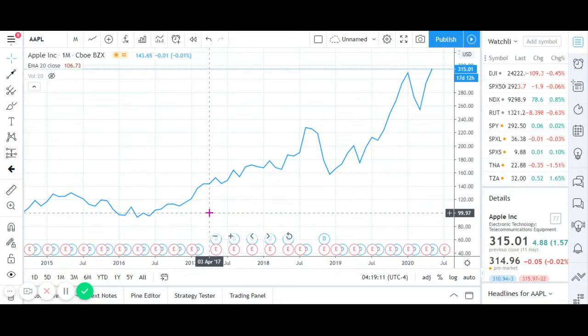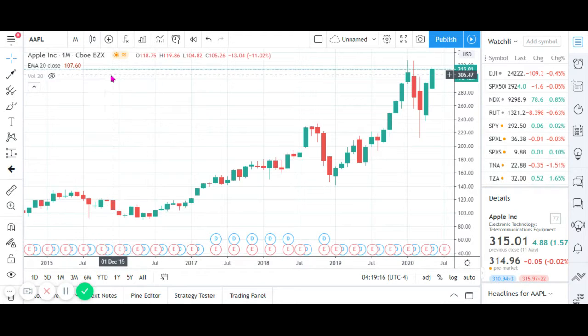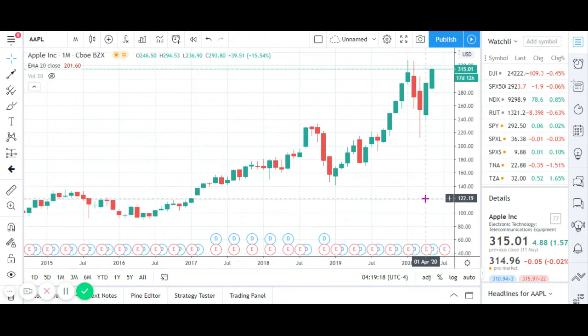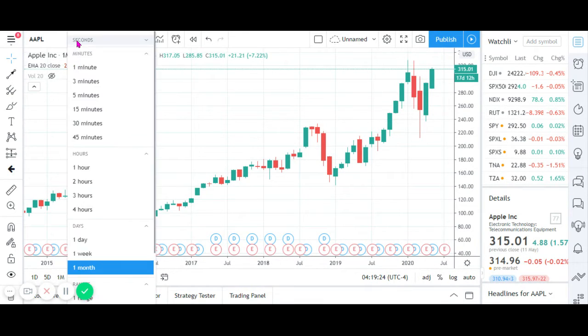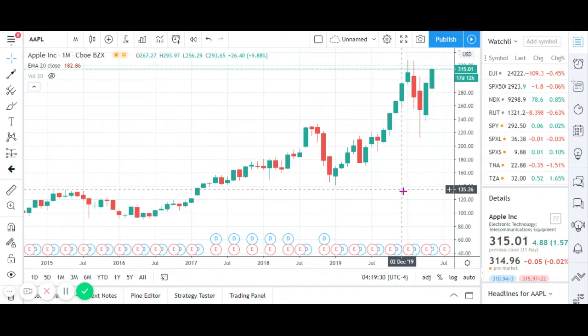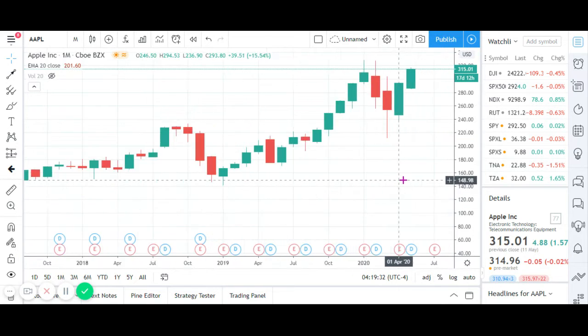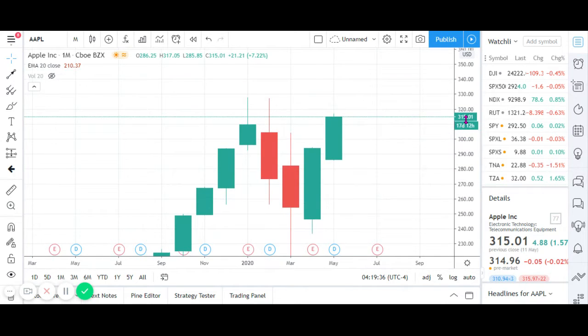As you can see, the line chart is very simple, and if you're not used to the candlestick chart, go ahead and take a look at it and get used to it. It will by far help your trading. So this is Apple stock. It's on a monthly basis, which means each bar represents 1 month's time. Okay, I'm going to zoom in a little bit just to make it easier for you. We'll take a look at 1 month at a time.